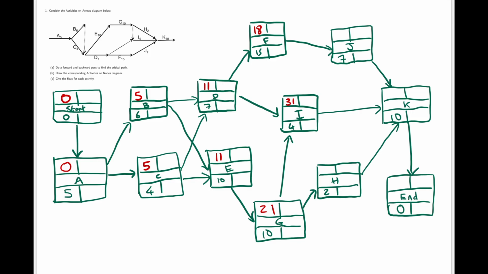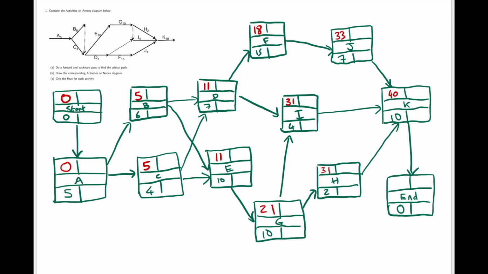J needs F to have finished, that's 18 plus 15. H needs G to have finished, that's 21 plus 10. K needs J, I and H to have finished, so we'll take the maximum, the latest, out of the earliest times each of all these can finish. So we'll take the maximum out of 33 plus 7 for J, 31 plus 4 for I, and 31 plus 2 for H. That would be 33 plus 7, 40.